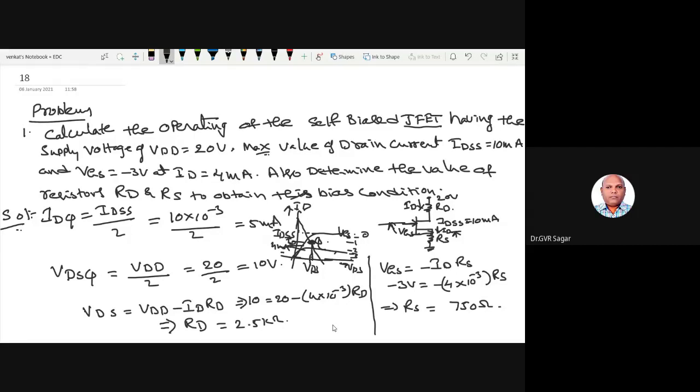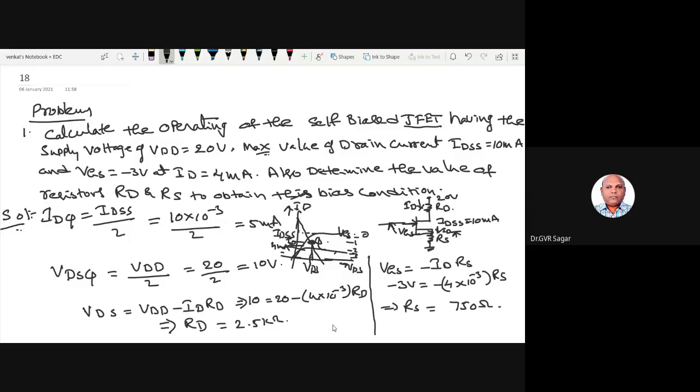Based on that sentence I'm making IDQ equal to IDSS by 2, right? We are making the operating point Q exactly at the center of the pinch-off region. Based on that statement, I am taking the Q point exactly at the center, so at the center the maximum value of IDSS is exactly half.